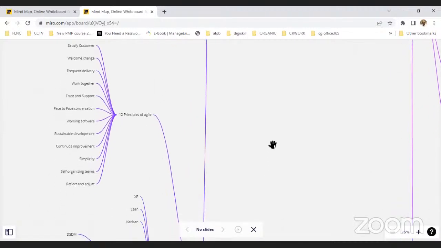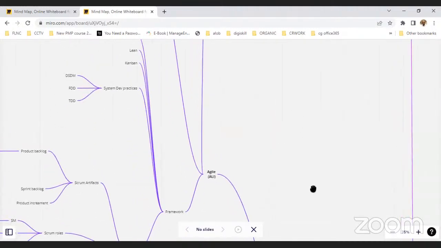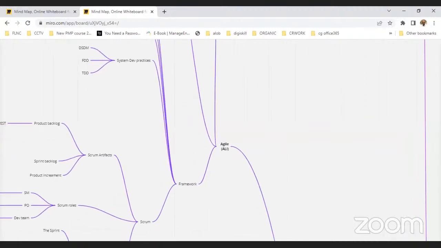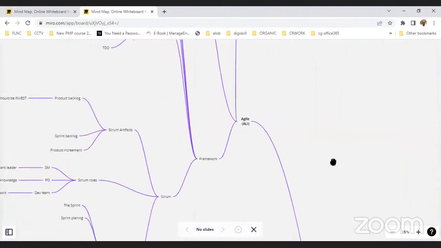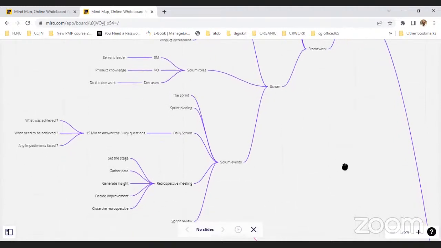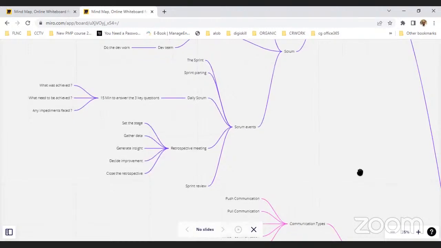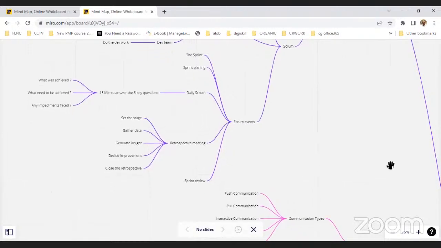Going down to the framework of Agile, it contains XP, Lean, Kanban, dynamic systems development method, and most importantly, Scrum. Now, in Scrum, we have artifacts such as the product backlog, which we should follow INVEST for. We have the sprint backlog and product increment. Also in Scrum, there are three roles: Scrum Master, Product Owner, and Development Team. There are a few events in Scrum, such as sprint planning, daily Scrum, in which three questions will be addressed, the retrospective meeting, in which you should consider five things, and finally, the sprint review.